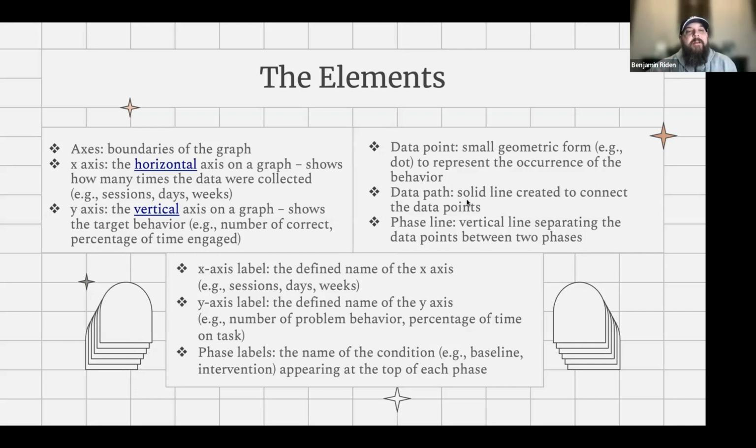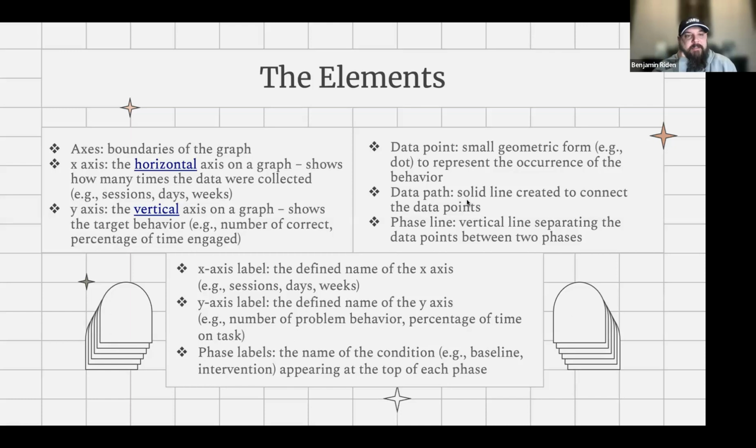But the elements that we need to be paying attention to or including in our graphs are the axes, and these are the boundaries of the graph. We have our x-axis, and this is the horizontal axis on the graph. And this shows how many times the data were collected. And this needs to be in a time unit. Days, weeks, and even sessions. Sessions I'm not a huge fan of unless we label how long that session was. So if you do 45-minute sessions, it should say 45-minute sessions. If we just say session, it's kind of hard for us to interpret that without the additional qualifying information.